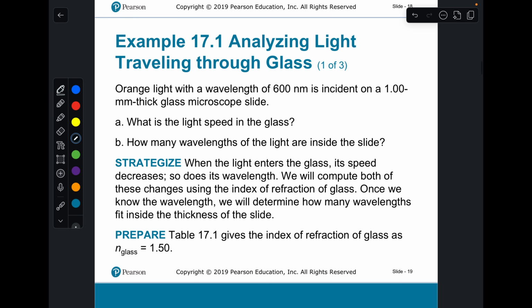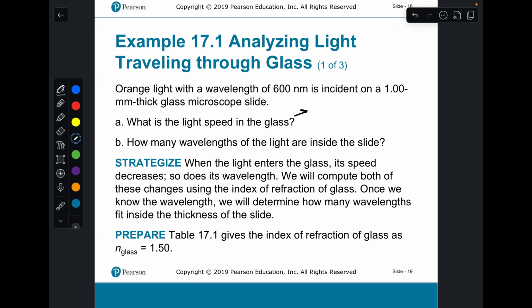Here's another example. Let's say we have orange light with a wavelength of 600 nanometers, and it's being shined upon a 1 millimeter thick glass microscope slide. The question is, what is the speed of light in the glass? And how many wavelengths of light are inside that slide?